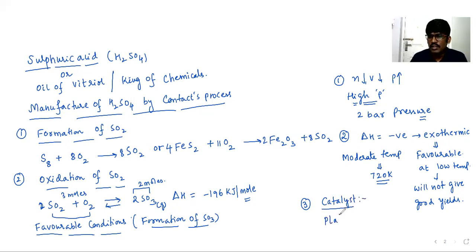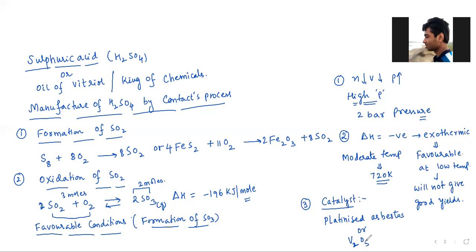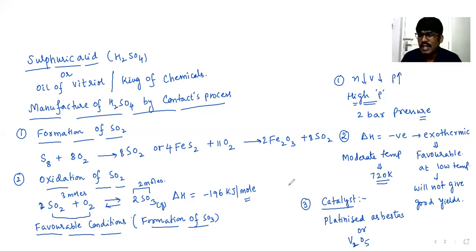So we can use a catalyst: platinized asbestos or vanadium pentoxide. But among them, V2O5 is more preferable in the sense that it is cheaper, whereas platinum is expensive. Platinum itself is expensive, right? That is the reason we won't use platinized asbestos. Instead of it, we will be using V2O5.